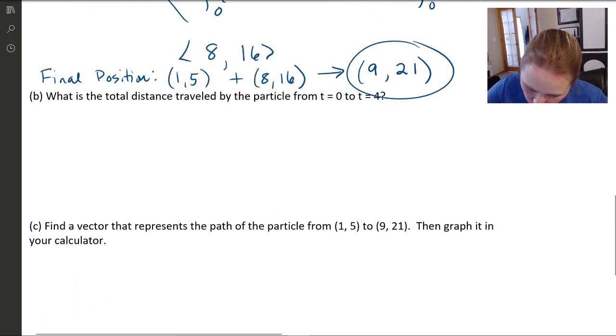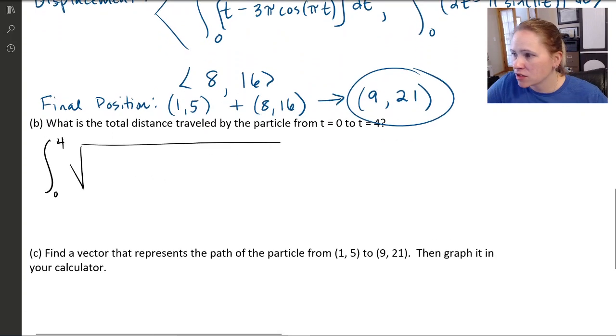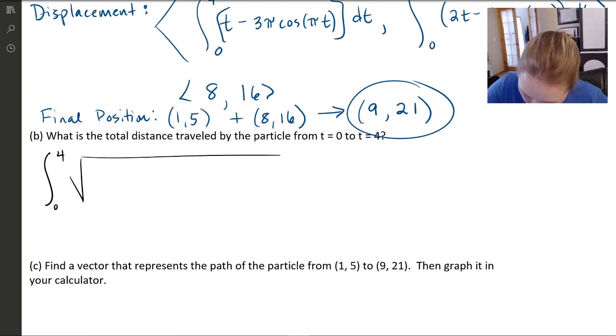Well, to find the total distance, that's where I'm going to integrate my speed from 0 to 4. So let's go ahead and set that up. To integrate the speed, I'm literally going to take the equations and plug them in. And again, let's not write, this is a calculator type question.